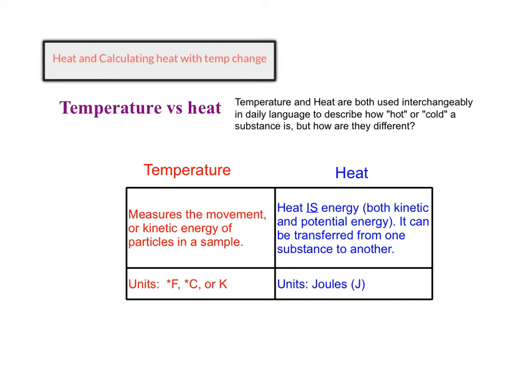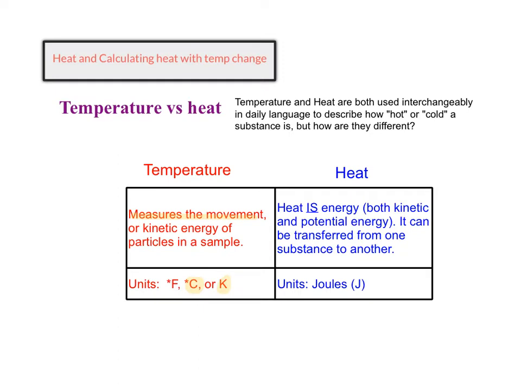This is the Chem 1 lesson, heat and calculating heat with the temperature change. So first, let's cover the difference between temperature and heat. In English class, I realized that those are used interchangeably, but there are technically differences. Temperature has to do with the measurement of the movement of particles, so how fast particles are moving. The units are typically degrees Celsius, or you're going to see Kelvin in here.